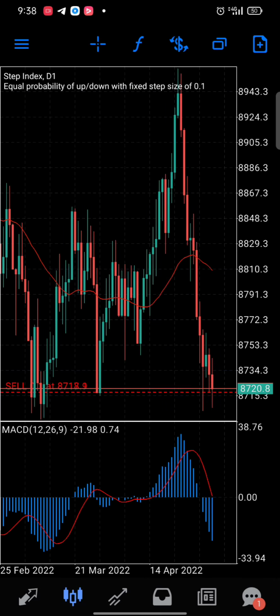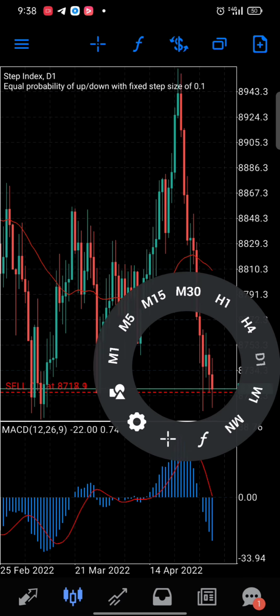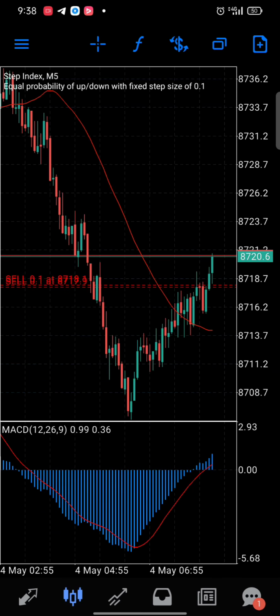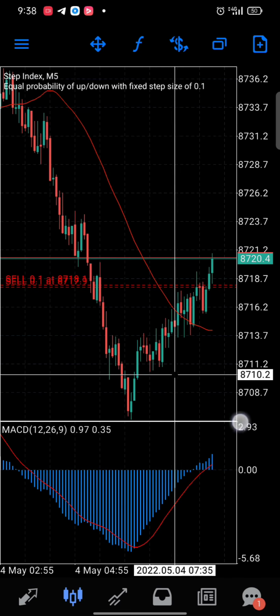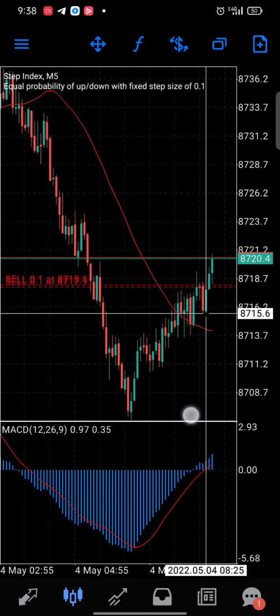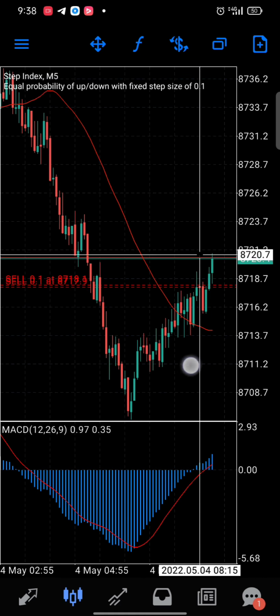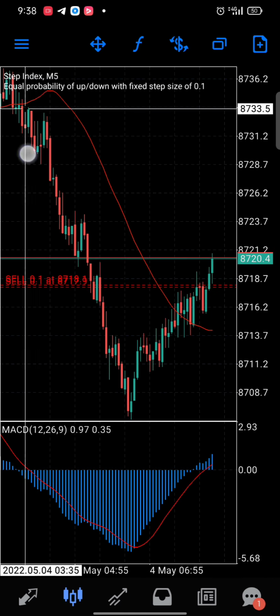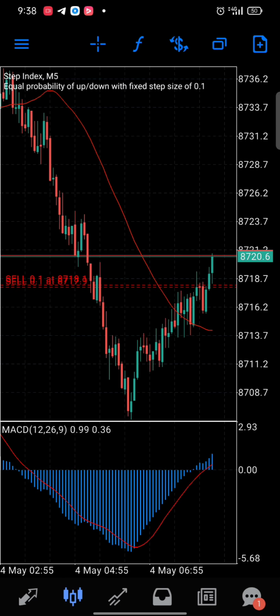My total analysis was on the daily time frame, which indicates that step index is going to sell for the whole of the day. So if you are a scalper, this is the perfect time for you to enter for a buy using this strategy, guys. As it crosses below, you place a buy, and then you take profit when it crosses above again.